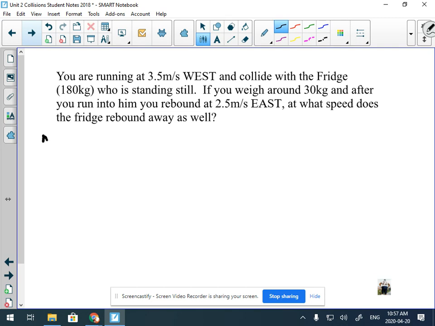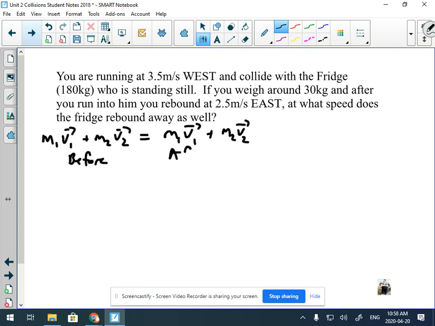Okay, let's write out a formula. M1 V1 plus M2 V2 is equal to M1 V1 plus M2 V2. Now, having a toolbox and planning ahead of time is a good idea. I'm going to do it for all of these questions. Now, remember, this is before the collision, and this is after. So in my toolbox, I'm going to be doing that as well.